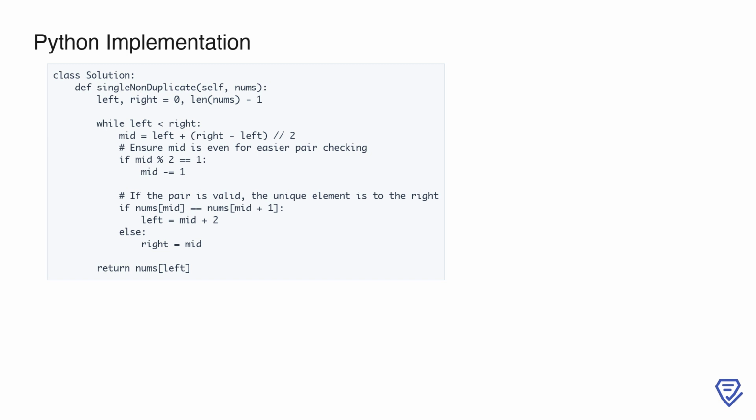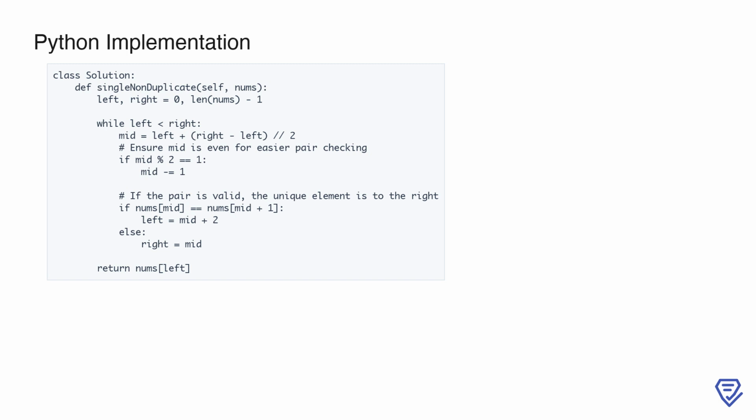Inside the loop, we calculate the middle index mid using integer division. To simplify pair comparisons, we adjust mid to be even if it is odd. We then check if the element at mid matches the next element, nums[mid + 1]. If true, the unique element must be to the right of mid, so we update left to mid plus 2. Otherwise, the unique element lies at or to the left of mid, so we update right to mid.